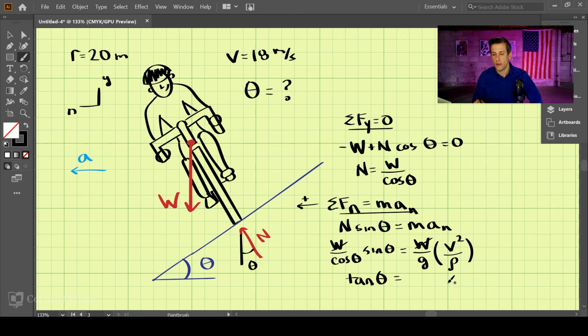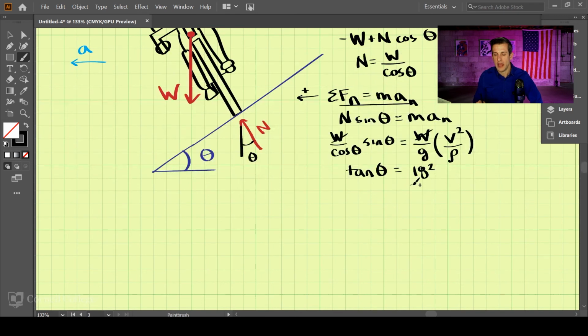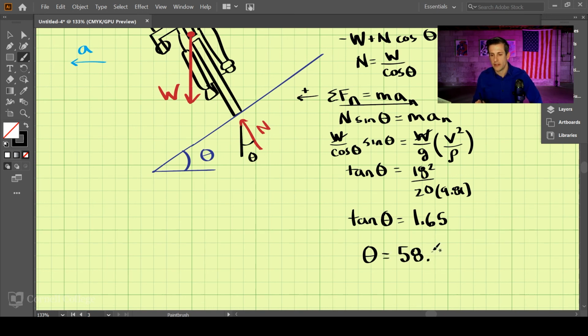And then let's just sub in some values here. So we have v, which is 18, 18, and then we have rho, which is 20, and then we can't forget about g. We have g on the bottom as well, which is 9.81. All right, simplifying that, we come out with tangent of theta is equal to 1.65. And then solving for theta by taking the inverse tangent of that, that comes out to 58.8 degrees.